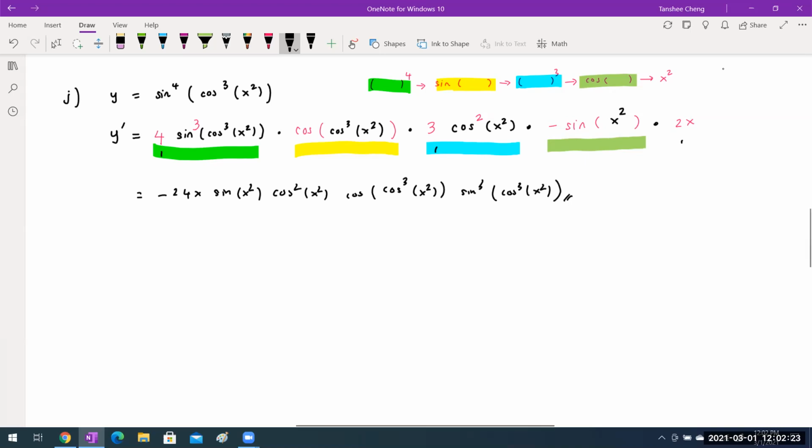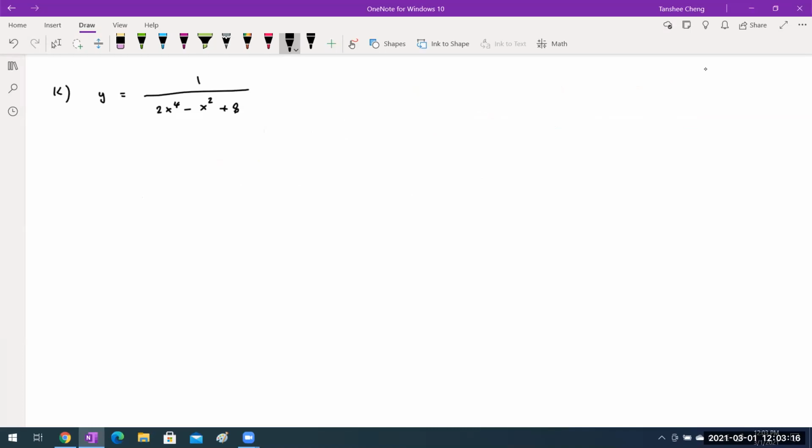So let's take a look at our next example. For this problem, I will first rewrite it with a negative power so that I don't need to use the quotient rule, right? So this will become 2x to the fourth minus x squared plus 8, to the negative 1 power. So from here, I can see that the negative 1 power is the most outer function, and after that will be just a polynomial, 2x to the fourth minus x squared plus 8. So that makes it a little bit easier.